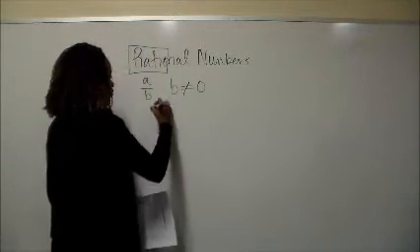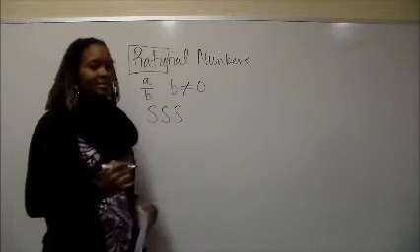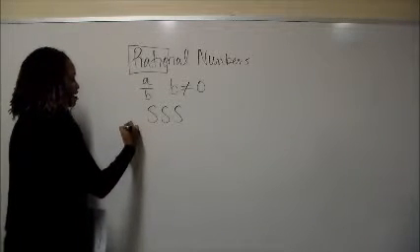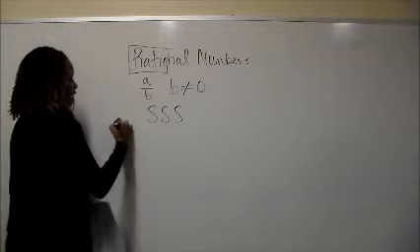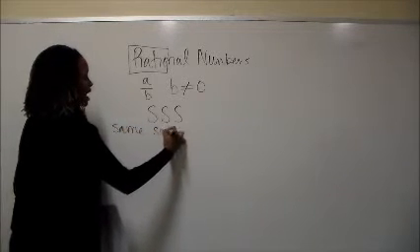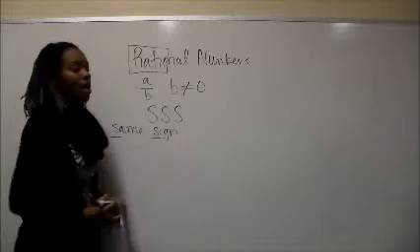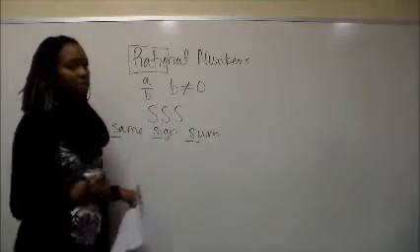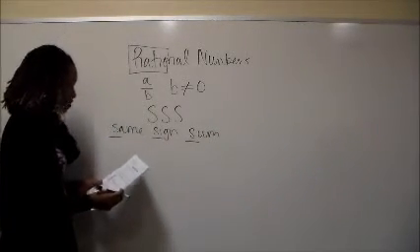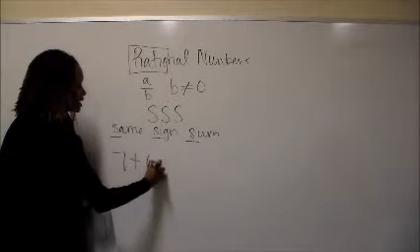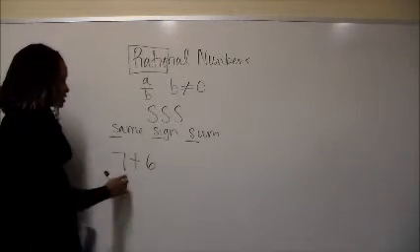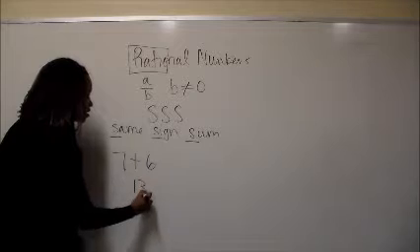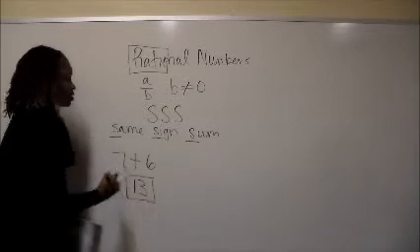So the first rule is SSS. And what does that stand for? It means if you are adding integers and they have the same sign, you are just going to find the sum. And we know the word sum means add. So for example, if I have 7 plus 6, I am just going to add 7 plus 6 and keep the sign the same. So 7 plus 6, they're both positive. My answer is 13.